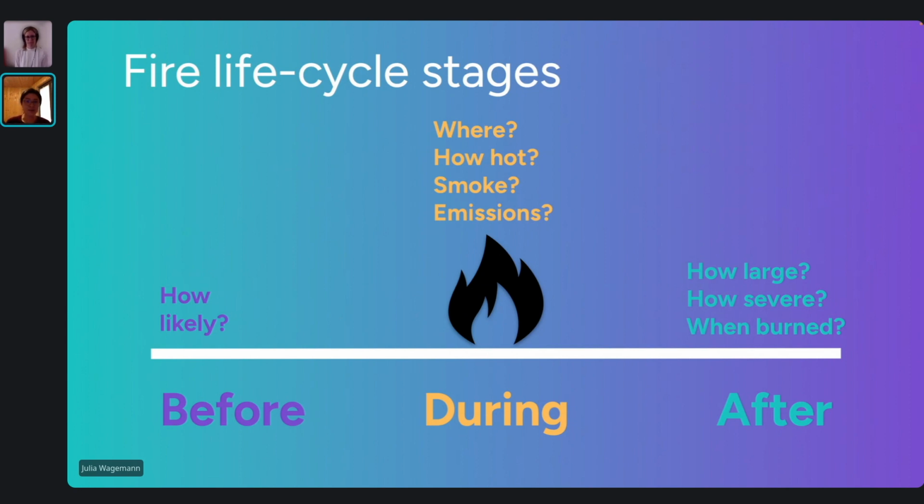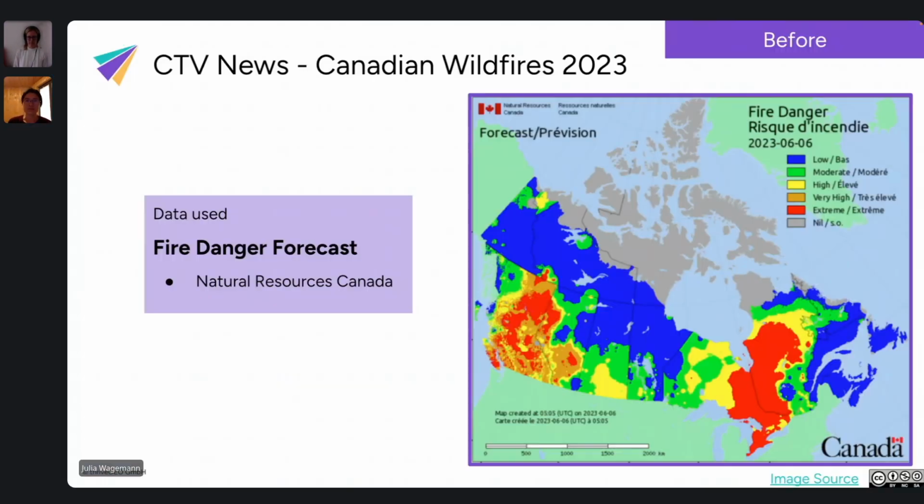So before the fires, you might be interested in how likely is it that a fire will occur? During the active burning phase, where are the fires? How hot are they burning? Is there smoke being produced? Are there emissions like nitrogen dioxide or some other gas that comes from the smoke? And where is it going? And then after the fires, how large of an area was burned? How badly was this area burned? And because fires take time to progress and burn over time, when did a particular area burn?